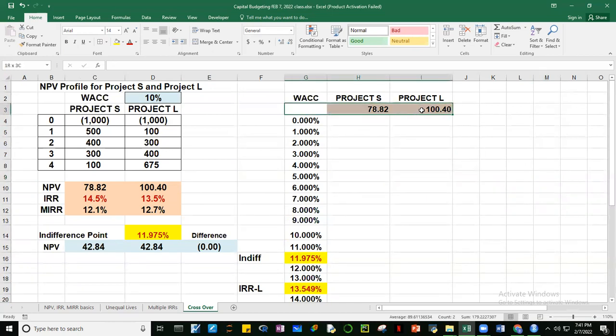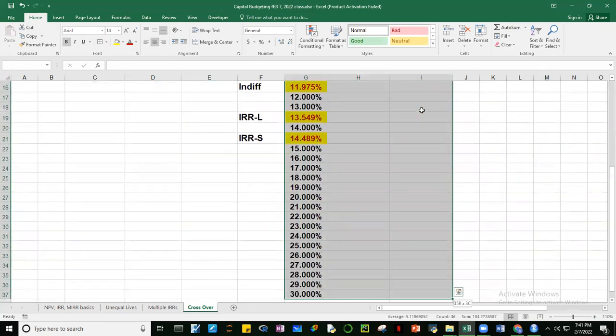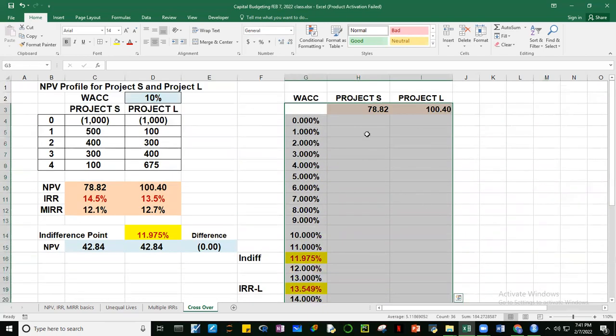Let's highlight these two all the way down, up to 30%, so that we are telling Excel to fill up these NPVs of the different projects given different rates. Of course, we could just use a formula here, then a formula here, then copy down. But I'm showing you another way to do it.